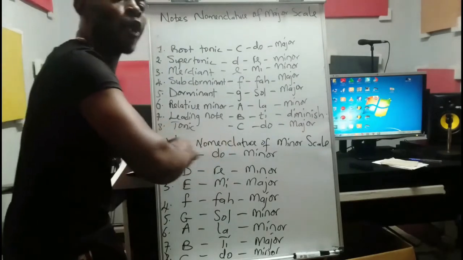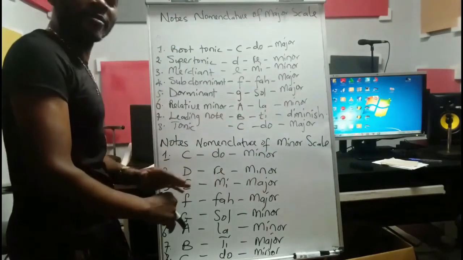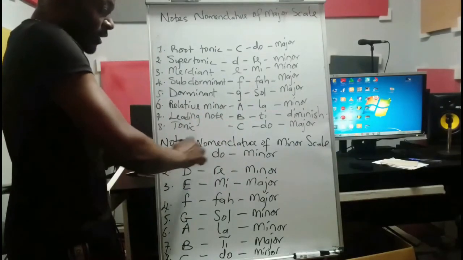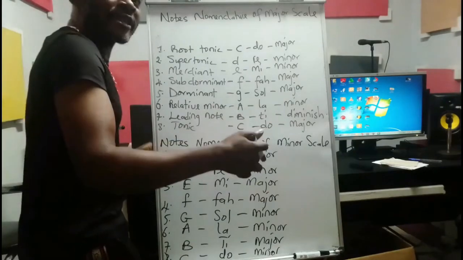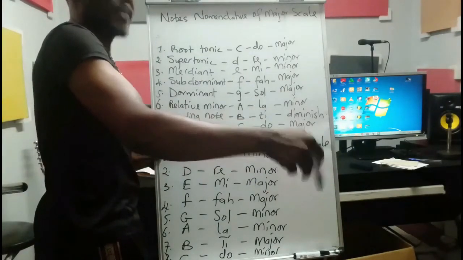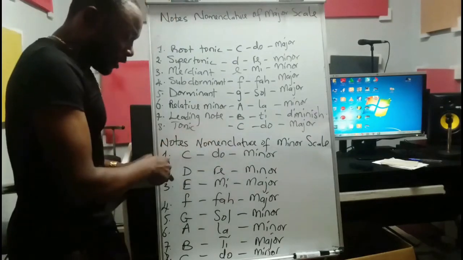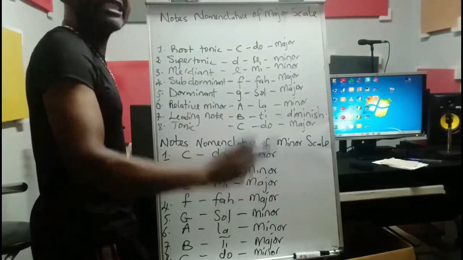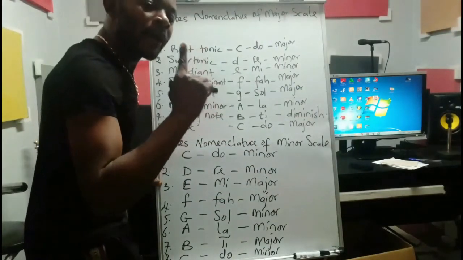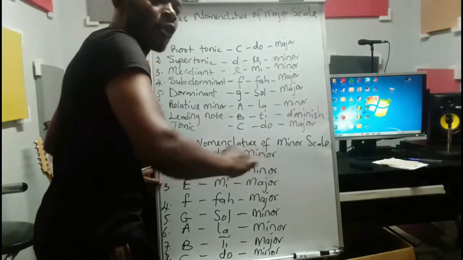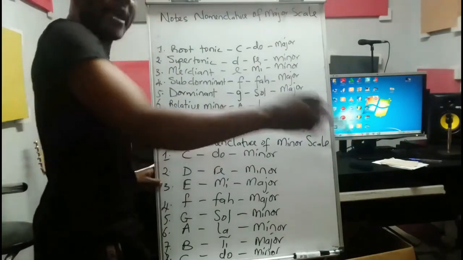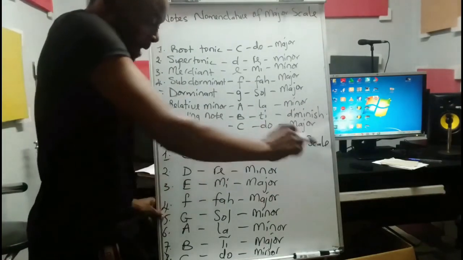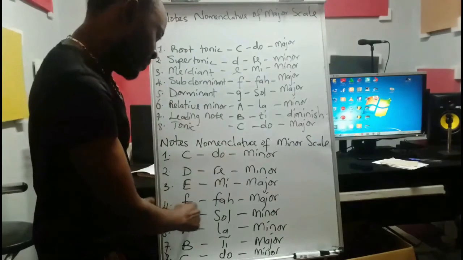Now, if a song is on a minor scale, it's a different ball game. The story becomes something else. The first, which is C and Do, on a minor scale becomes a minor. The second, which is D and Re, is still a minor. The third now is a major. When you're playing a song on minor, the third is a major. The fourth is a major. The fifth is a minor.